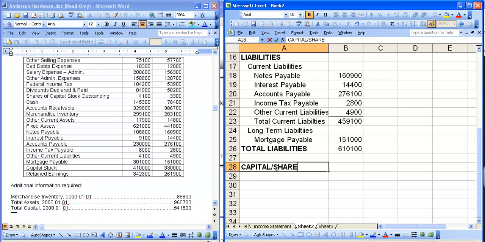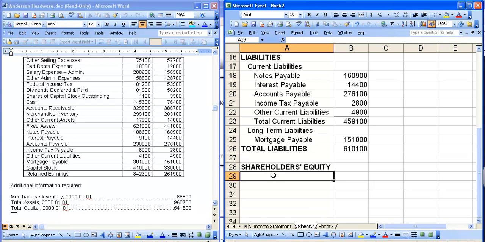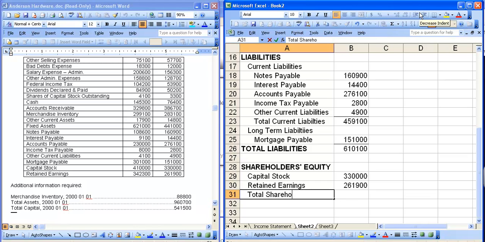And our capital, or our shareholders' equity, once again, those are interchangeable terms. So we have our capital stock, which in this case is $330,000. We have our retained earnings, which is how much we have earned over the years, to get our total shareholders' equity. So we're going to add those two numbers together.